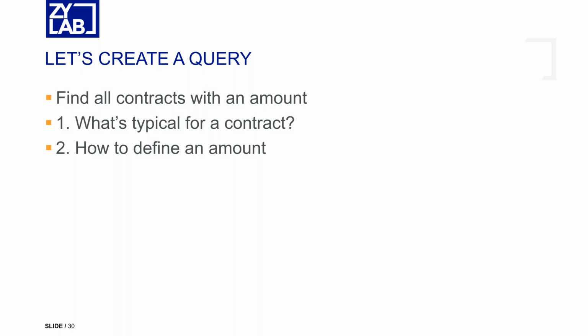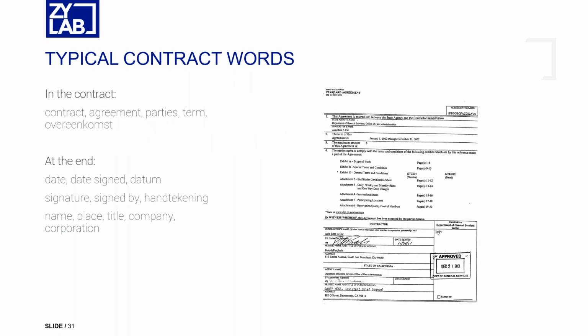So I have two questions: what's typical for a contract, and how do I define an amount? Because basically my query will consist of two parts: locating a contract and then locating within the contract an amount. Now let's start here with the contract. What kind of words can we find in a contract? Of course, contract, agreement, parties, term, and if you're international, you can also use the translations of these words in your query. And you can even use Google Translate in combination with Google Spreadsheets to automatically translate all your keywords and add these to your query.